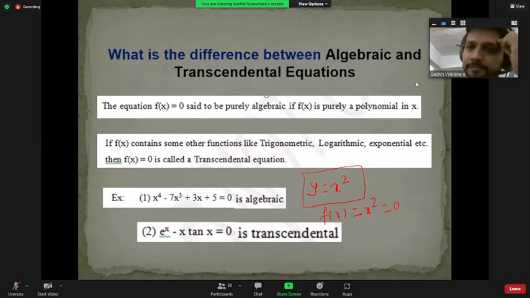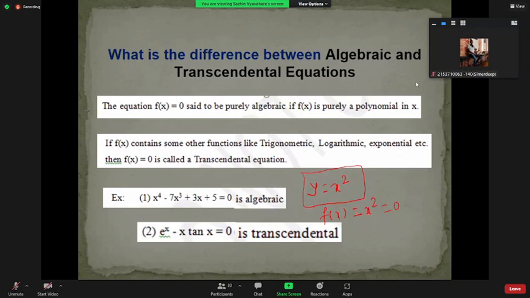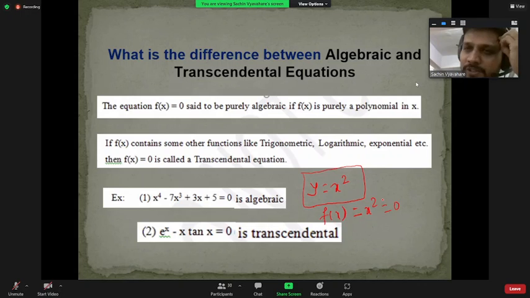Am I audible? Yes, sir. Is my question clear? X square equal to 0, what should the roots be? So 0, 0. That's one. So this is a simple equation and you can easily solve that, and you find the roots of this equation as 0, 0. But actually it's 0 only.